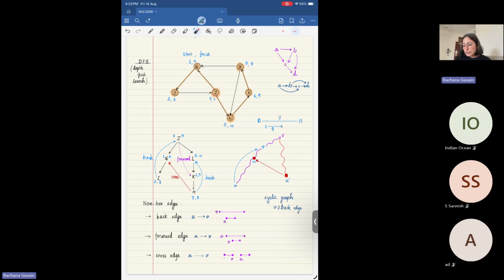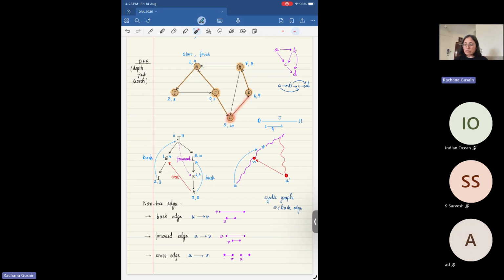From J, I again see is there any other outgoing edge to an unexplored node, and we see yes, there is a node. So at time 5, I'll start exploring L. Okay, so from L I go to K at time 6. From K, I go to H at time 7. From H, I see there are two outgoing edges, but both of them have already been visited, right? So I get finished with H at time 8, go back to its parent. There is no other node to explore from K. We get done with it at time 9.